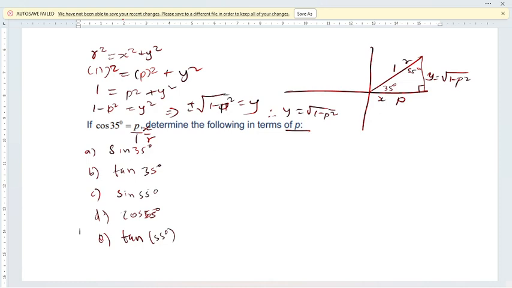Complete the diagram, all the angles, all the sides. Then I can go and attempt the questions. Can you get that? Complete the diagram. If the diagram is complete, I guarantee you will get all the correct answers. Now look at that one. In which quadrant am I?